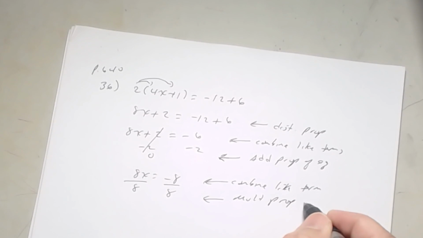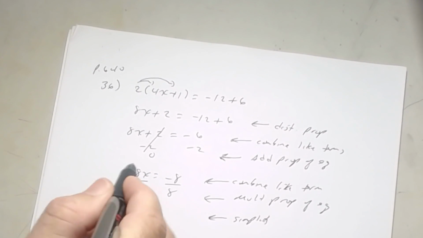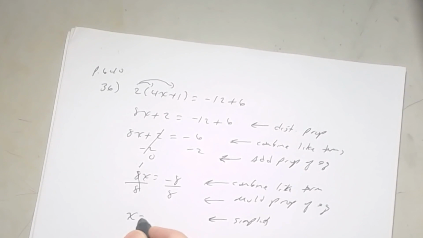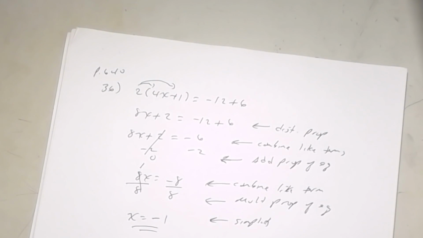Now once you do the multiplication property of equality, you're going to simplify. So in other words, 8 divided by 8 is 1. 1 times x is x. Negative 8 divided by 8 is a negative 1. So there's your answer. That's your solution.